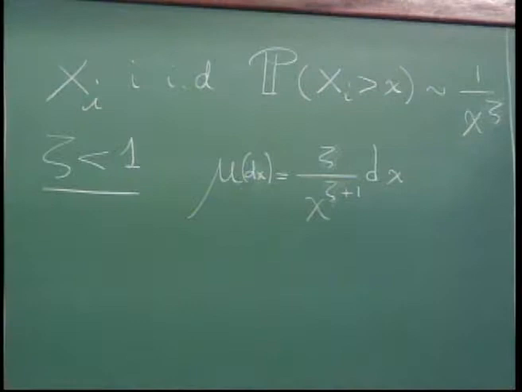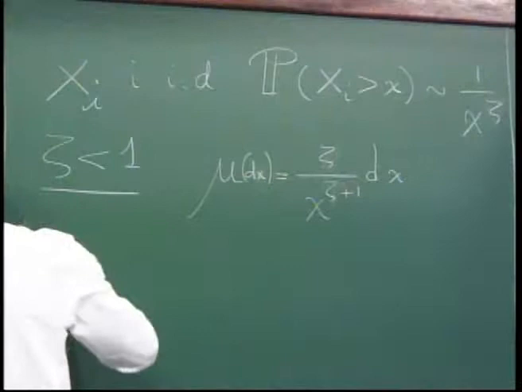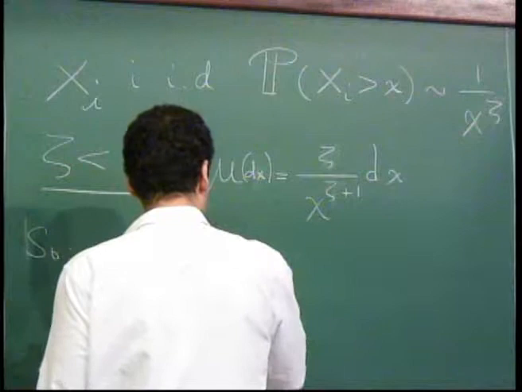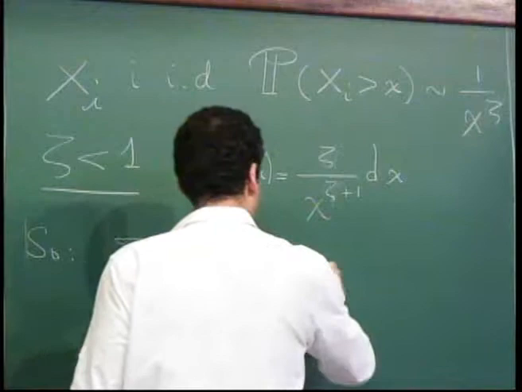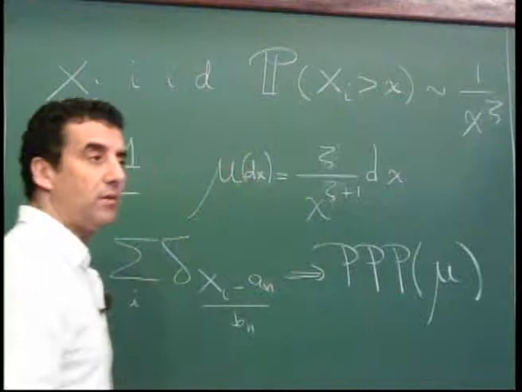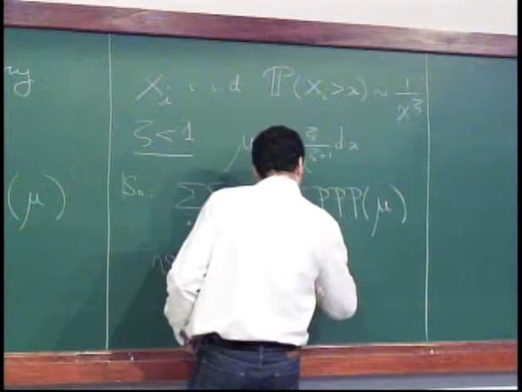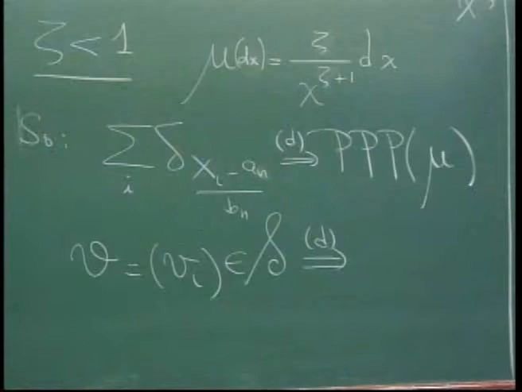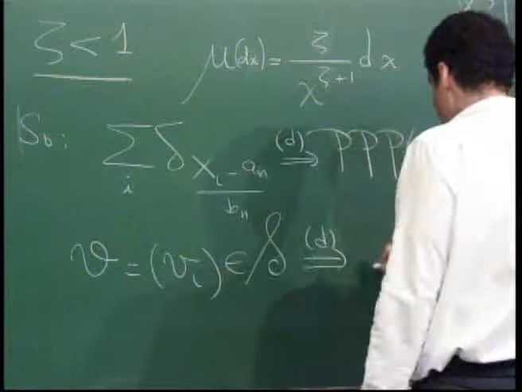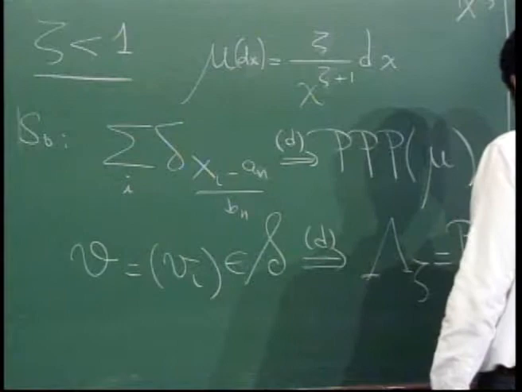And then in this case, this limit here, so then you have this Poisson process. So you can find the an and bn, which are not very difficult. It converges to a Poisson point process of mean mu, which is this power law. And once you normalize them, the V process, which is the collection of the Vi's as an element of S, converges in distribution to something which is non-trivial. And this something, which I will call lambda zeta, is the Poisson-Dirichlet process with parameter zeta. Okay?